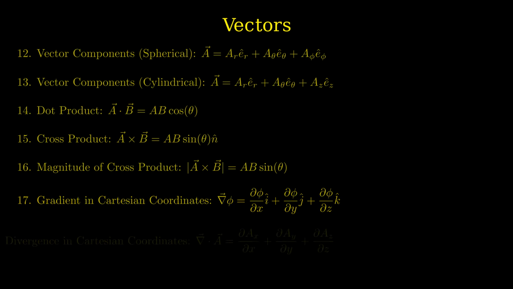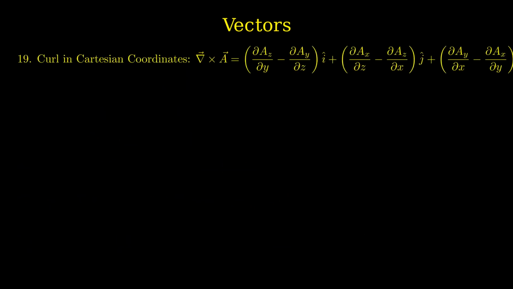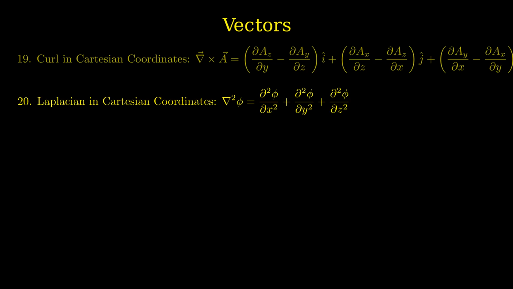The divergence in Cartesian coordinates is the sum of the partial derivatives of the vector field components with respect to their corresponding coordinates. The curl in Cartesian coordinates measures the rotation of a vector field and involves cross-partial derivatives of its components. The Laplacian in Cartesian coordinates is the sum of the second partial derivatives with respect to x, y, and z.